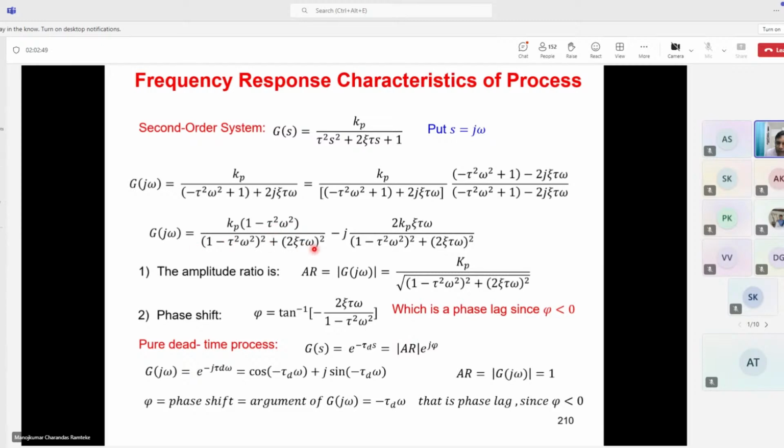So this common denominator will get cancelled out. This Kp will also get cancelled out. So what is remaining will be minus 2 zeta tau omega divided by 1 minus tau square omega square. That is what we are going to get. So the phase angle in this case comes out to be tan inverse of minus 2 zeta tau omega divided by 1 minus tau square omega square. And again, the minus sign is there. So clearly this entire term is going to give me a phase lag. Is it clear up to this to everyone?